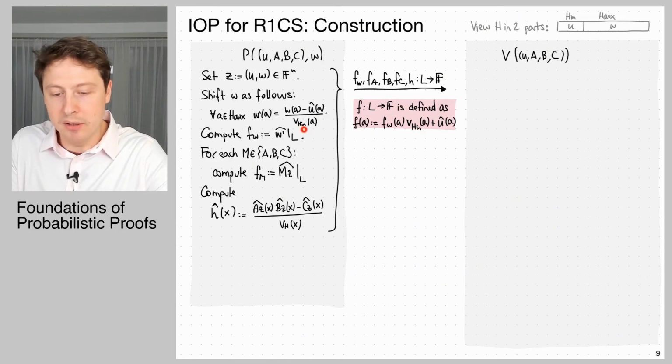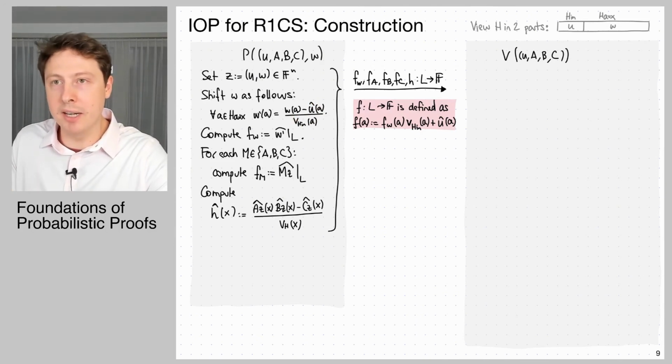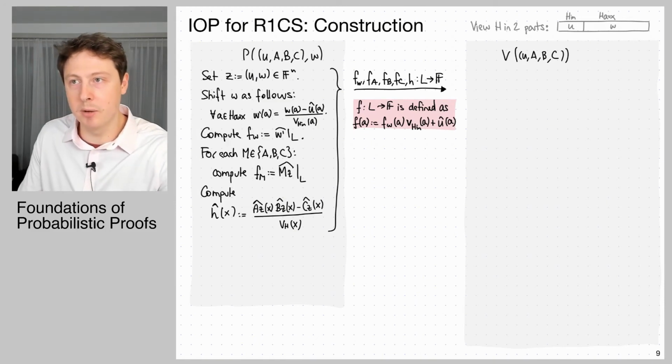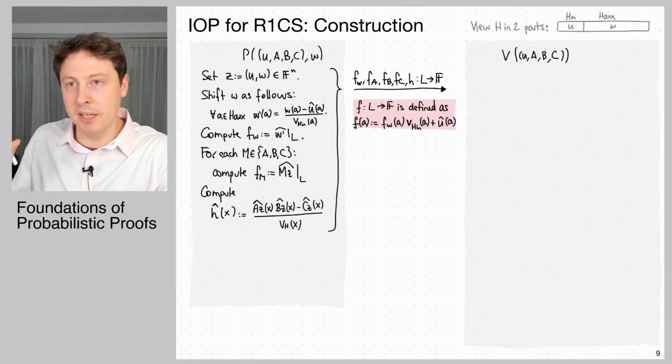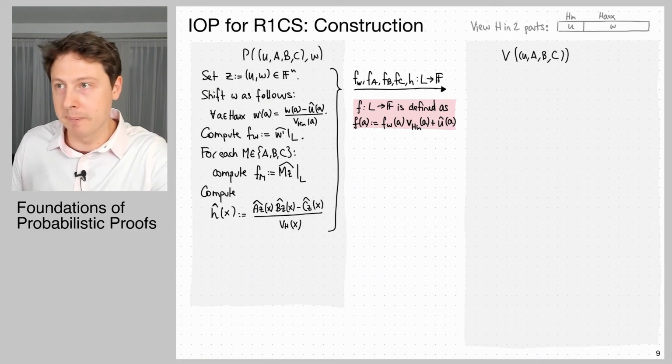It's going to cancel this term, right? And then this thing is going to be cancelled by this one, and we're going to be left with the actual witness. Okay? So this is basically on-the-fly extension, where the verifier supplies the part it knows is correct. Okay? So that's why we shifted this witness this way.